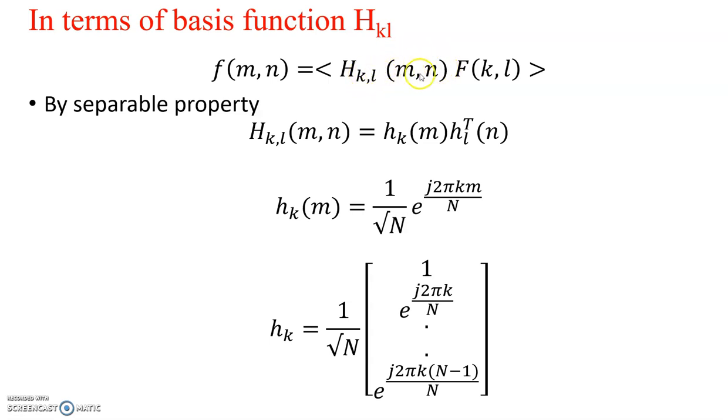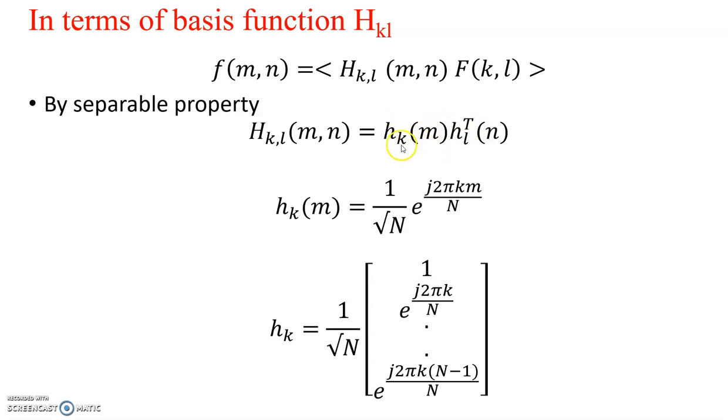So I represent it as HKLMN. This HKLMN, I can apply the separable property and represent as HKM into HLN transpose. I can apply the separable property: this two-dimensional basis can be represented as a product of two one-dimensional bases. One is represented as a column vector and the other is the transpose of L, that means it is a row vector.